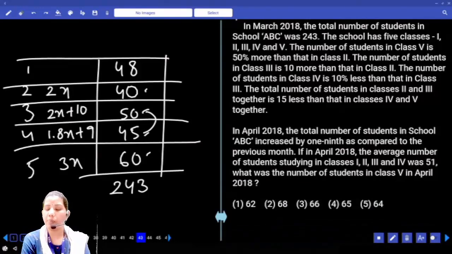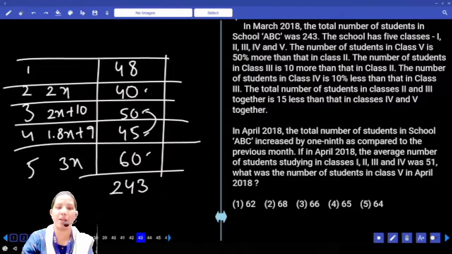Okay, next question number 43. In April 2018, the total number of students in school ABC increased by 1/9 as compared to the previous month. Given the information about March 2018, what is 1/9 of 243?